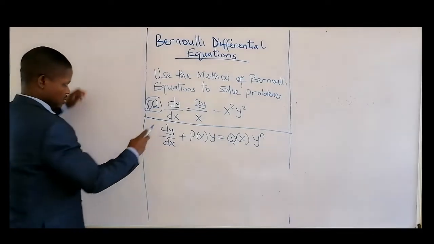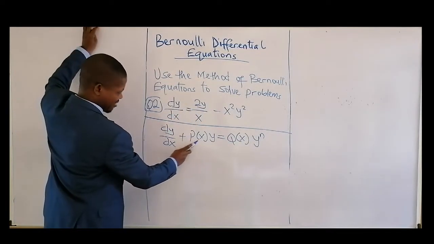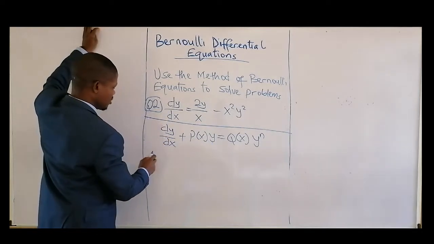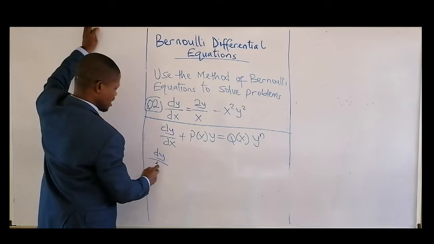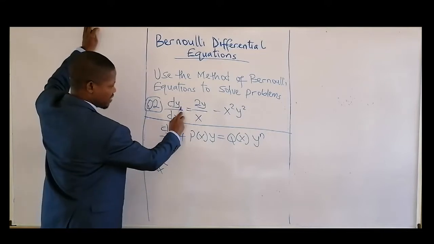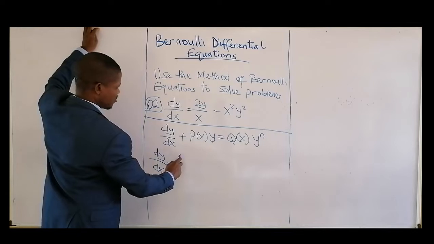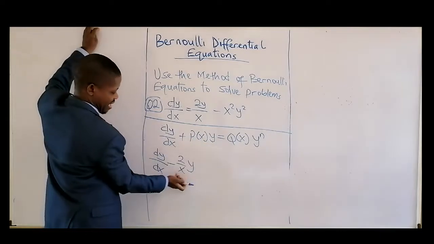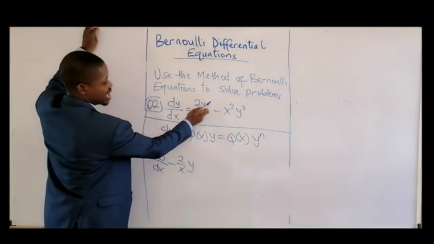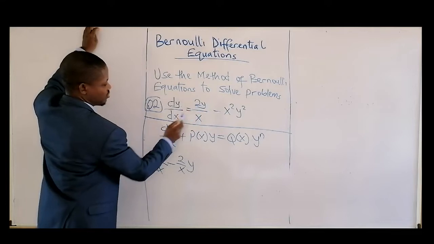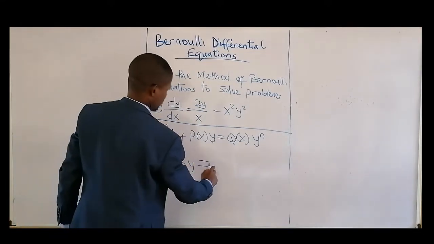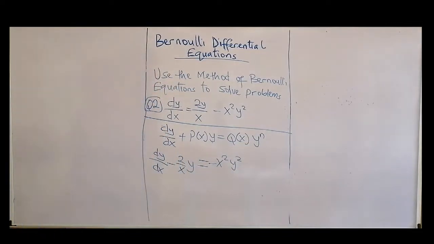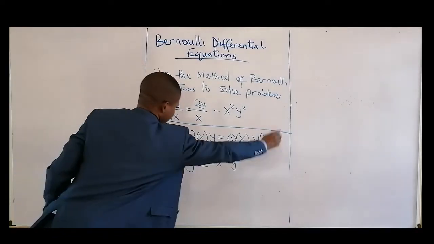You can see that after p of x, the next thing is a linear y. So this equation will now become dy/dx. Move this one to the left side, that will be minus 2 over x y, and try to separate p of x and y as I've done here. So that will be 2 over x times y, where your p of x is 2 over x, and that's equal to minus x squared y squared. So we have done it in this form.